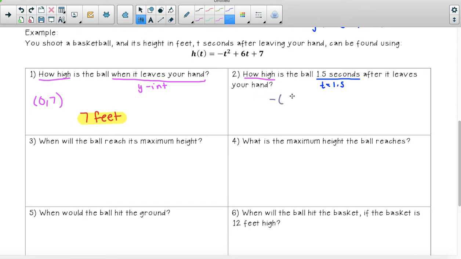So h of time is negative parentheses, our time is 1.5 seconds, squared, plus 6 parentheses, our time is 1.5 seconds, then plus 7. When we solve this out, we'll end up with our y value is equal to 13.75. So in order for us to put it back into context, it's asking how high. So the ball is at 13.75 feet in the air.